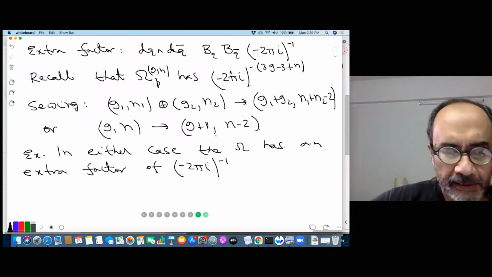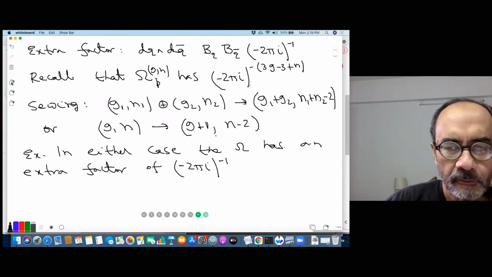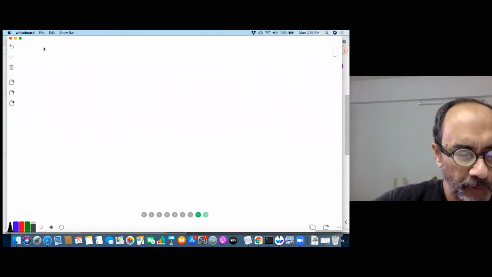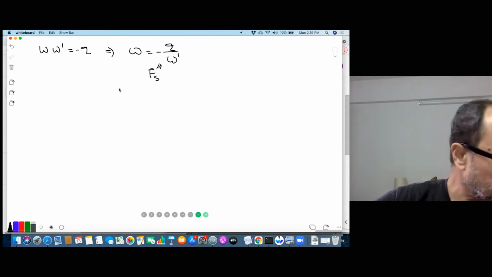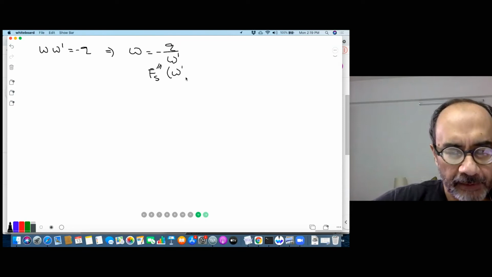Okay. So let's work out what BQ and BQ bar are. Since we have solved by W prime equal to minus Q, we can write W equal to minus Q over W prime. Let's call this F, some Fs of W prime and Q.